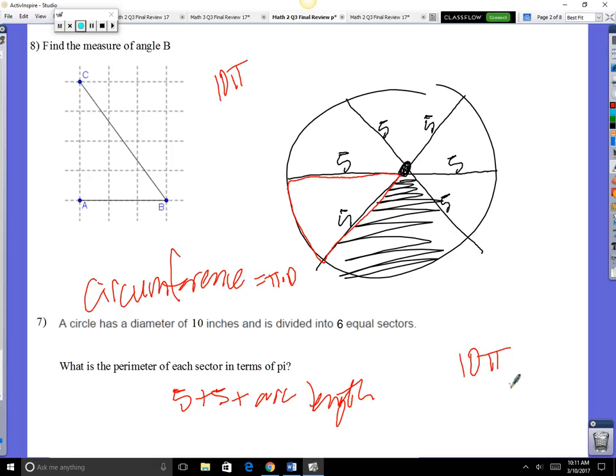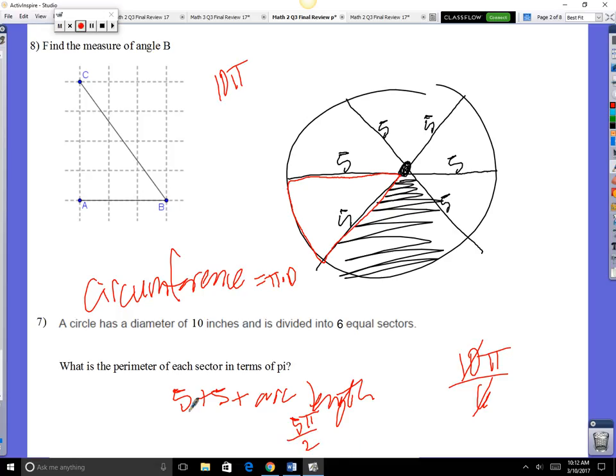So, we're going to divide it by 6, because each of these 6 slices contributes to the 10 pi. So if we do 10 pi divided by 6, that does not divide very well. Simplify that, and your arc length is going to be 5 pi divided by 2.